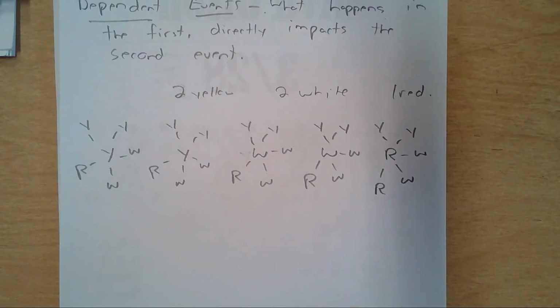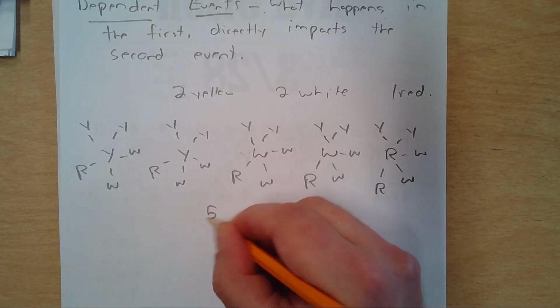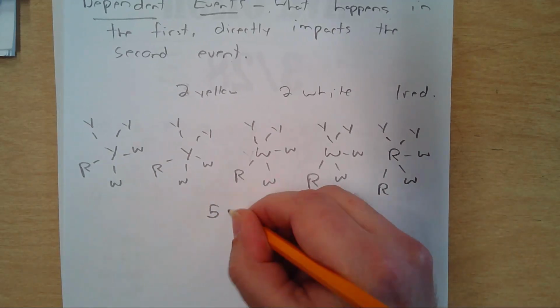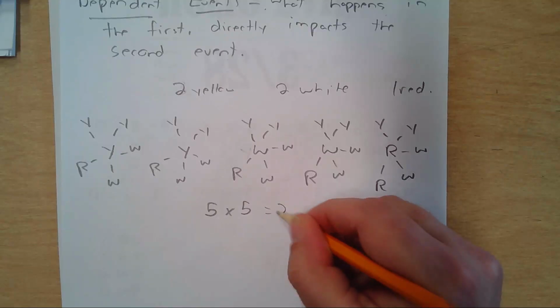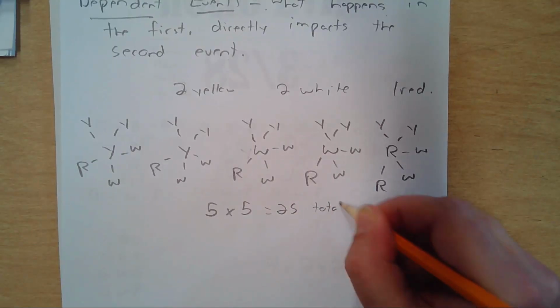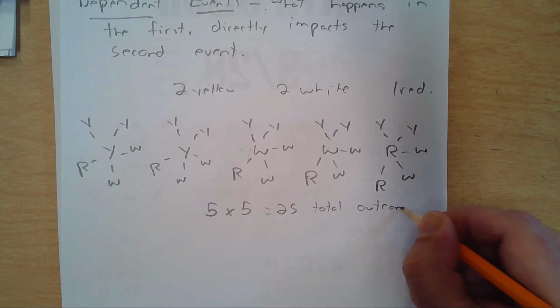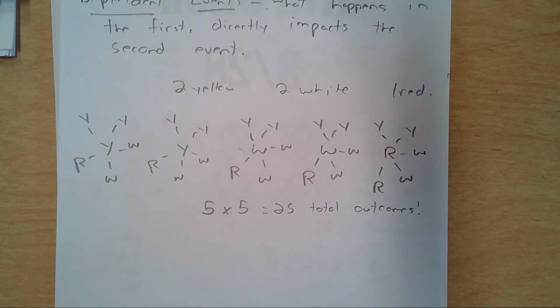So how many total outcomes are there here? 20? No, 25. There are 25. The counting principle would tell me the same thing. First one I pick, there are 5 total outcomes. When I pick again, all 5 marbles are there, so once again 5 total outcomes. There are 25 total outcomes. Agreed with that? And this is an independent event.